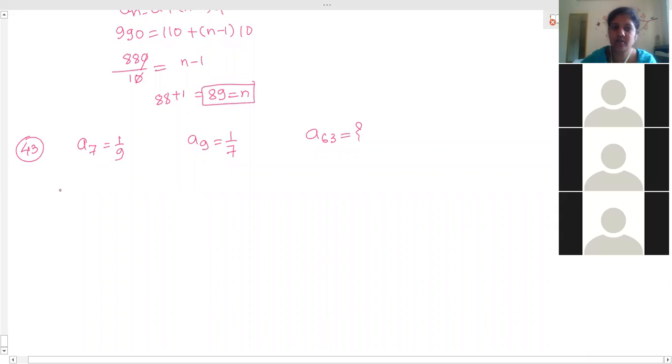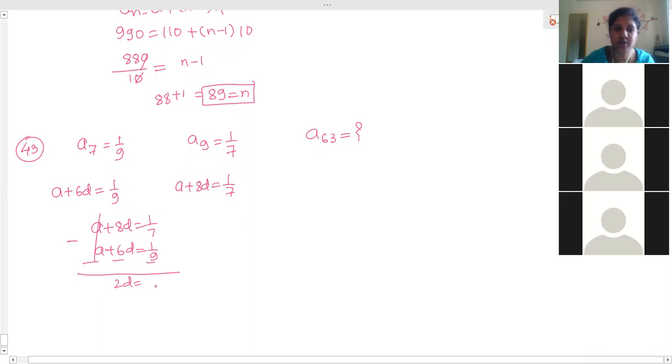A7 means A plus 6D is equal to 1 by 9. And A9 means A plus 8D is equal to 1 by 7. This is a linear equation in two variables. A plus 8D is equal to 1 by 7, A plus 6D is equal to 1 by 9. Subtract: minus, minus, minus. A gets cancelled.